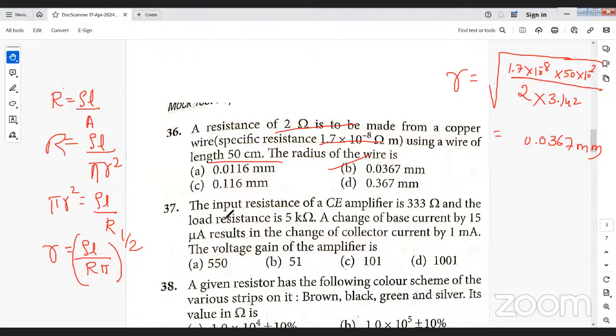Yes, go for question number 37. The input resistance of a CE amplifier. This is based on the semiconductor topic. The input resistance of a CE amplifier is 333 ohm, and the load resistance RL value is 5 kilo ohm. A change of base current by 15 microampere results in the change of collector current by 1 milliampere. The voltage gain in the amplifier is.